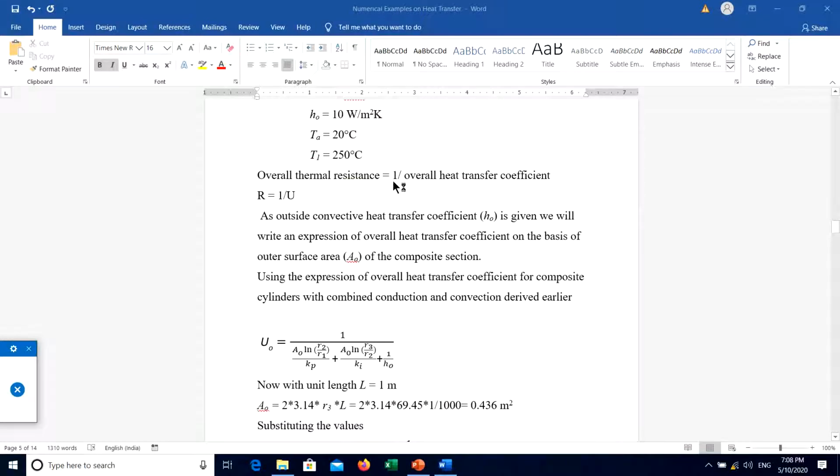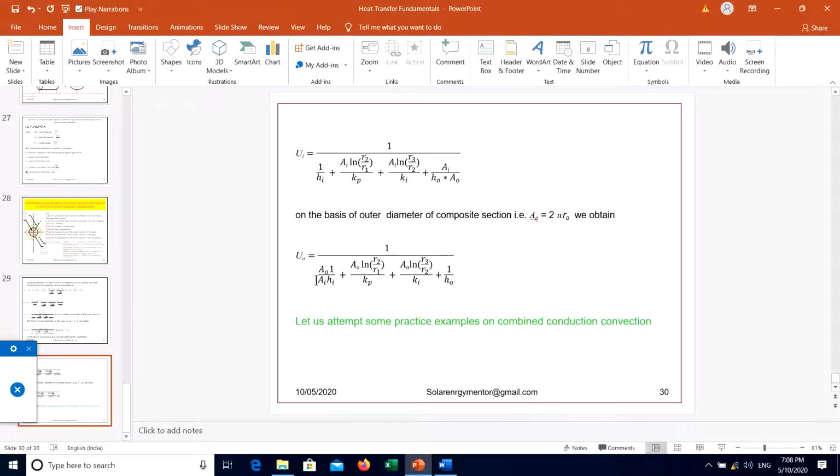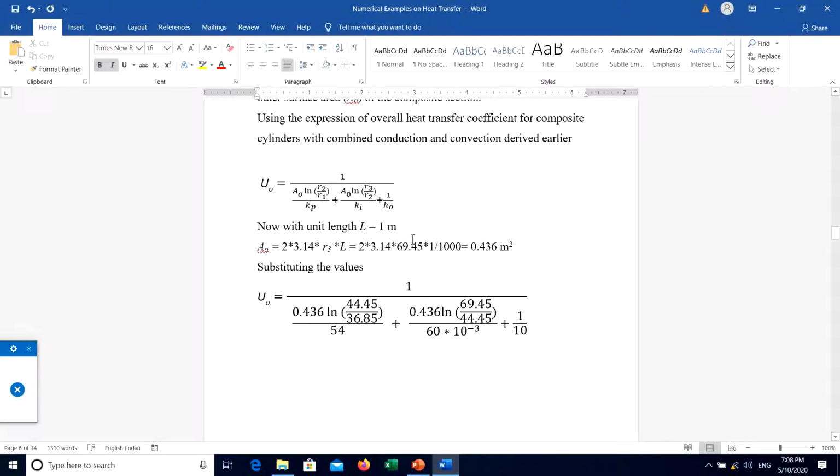Now overall thermal resistance is the reciprocal of the overall heat transfer coefficient. So R is equal to 1 by U. As the outside convective heat transfer coefficient is given, we will write an expression of overall heat transfer coefficient on the basis of outer surface area of the composite section. We use the expression for composite cylinders which we used previously. If we substitute the values, you can go through how these values are substituted. This is for the pipe, this is for the insulation. As HI is not given, HI is not taken here.